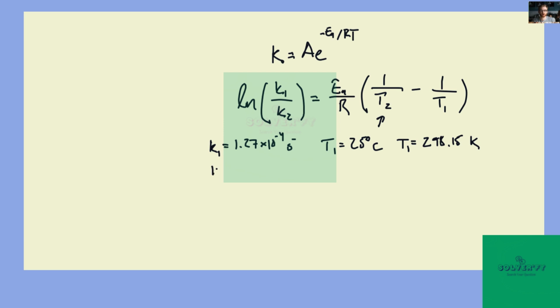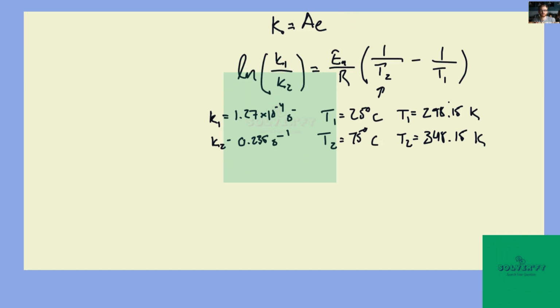Okay, k2 is 0.235 seconds inverse, and they told us that temperature 2 is 75 degrees C. So T2 is going to be, well, it'll be T1 plus 50 degrees. It ends up being, sorry, not 2, 348.15 Kelvin. Okay.